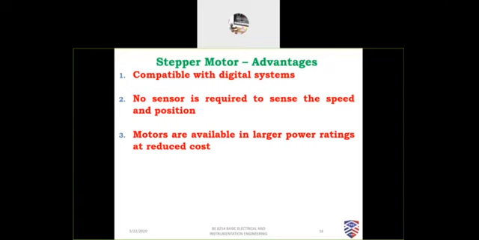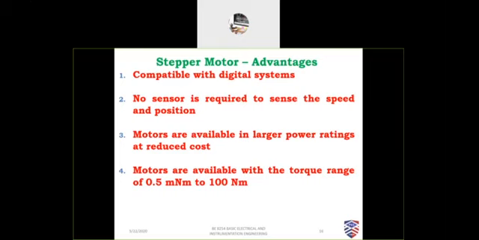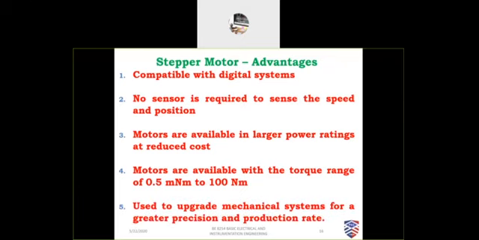Motors are available in large power ratings at reduced cost. This is again given in the book. Motors are available with a torque range of 0.5 millinewton to 100 newton meter, used to upgrade mechanical systems for greater precision and production rate. The production rate means manufacturing large numbers of products. That's called production rate. It always comes with a numerical lathe.